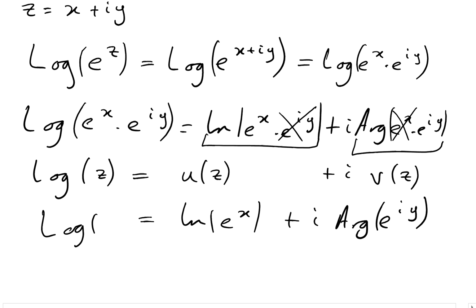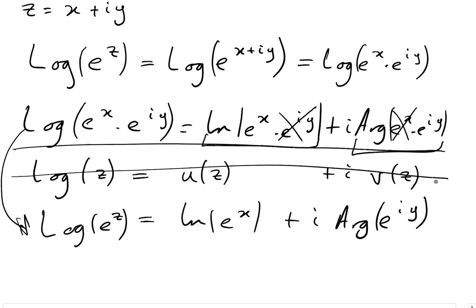So this is e to the z now, because I've just taken this and moved it down there. The earlier working was just for motivation, so you don't need it anymore. This is the principal logarithm of e to the z, because e to the x times e to the iy is e to the z. That's equal to the natural logarithm of e to the x plus i times the principal argument of e to the iy.